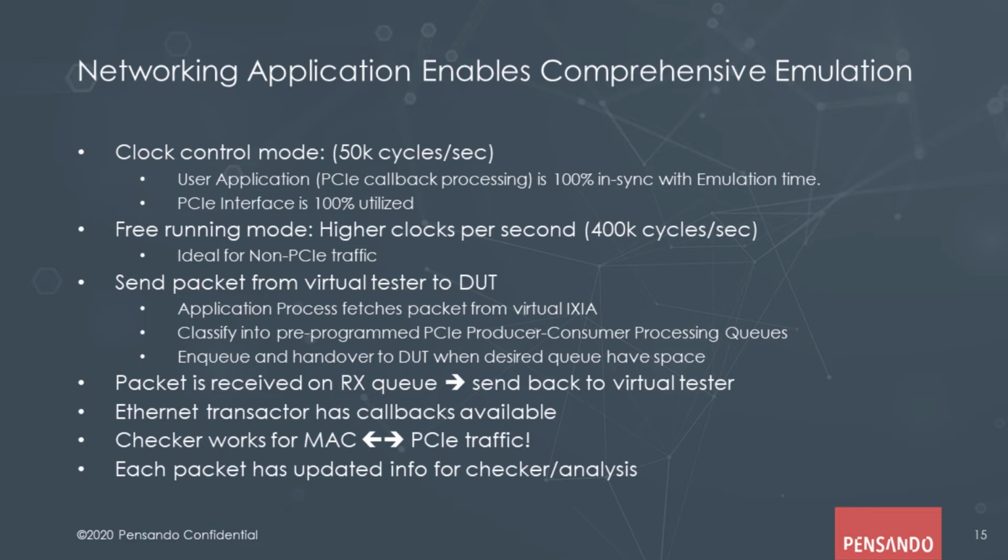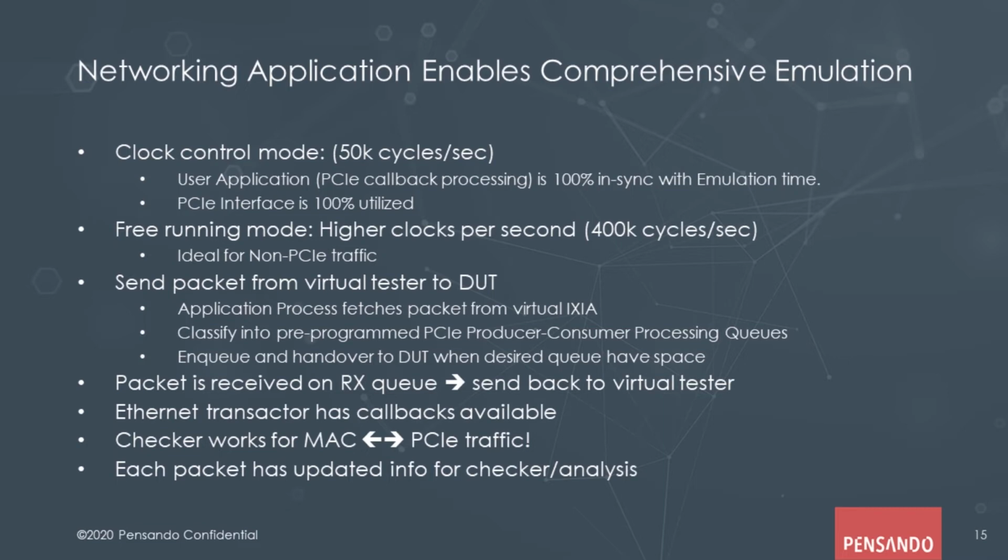It also comes down to what rate this ZeBu runs, right? There are two modes within ZeBu: one called free running mode, and the second is the clock control mode. If it is free running mode, then we are getting like 400,000 cycles per second. Just to give you perspective, in simulation, when we run the full SoC, we are getting like 100 cycles per second, versus here in free running mode, we are getting 400,000 cycles per second.